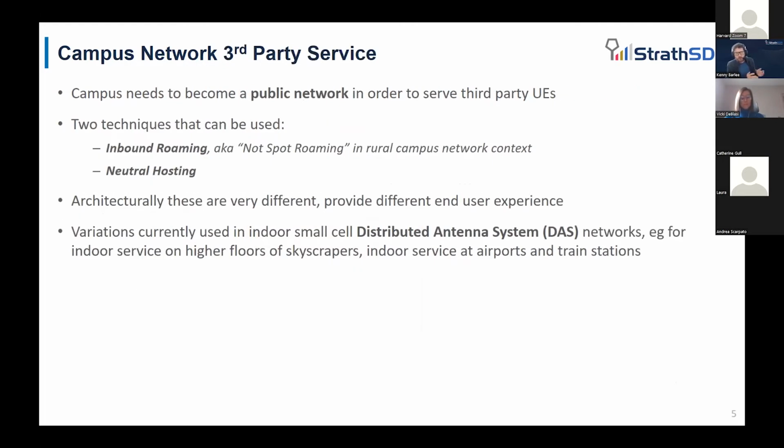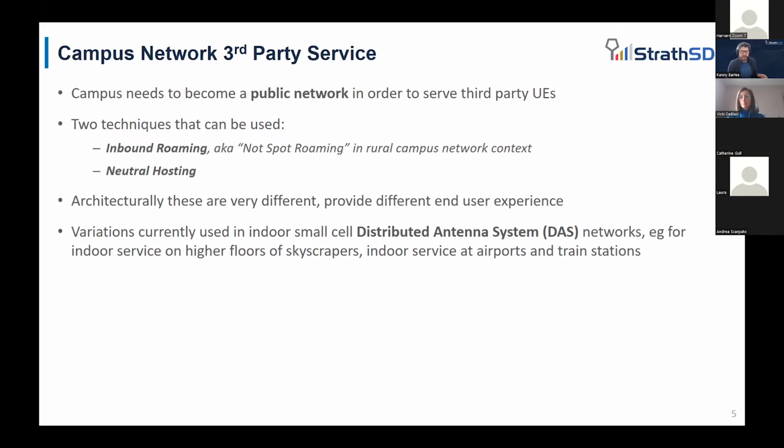If they wanted to provide service to third parties off this network, you basically need to take your campus network and turn it into a public network. There are two techniques you can use for this: inbound roaming, which is also known as not spot roaming in some situations, and neutral hosting. There's a fair bit of confusion floating around in the UK at the moment because we've got groups referring to both of these things as neutral hosting, but they are architecturally different and they provide different end user experiences. So I'm going to explain what they are separately.